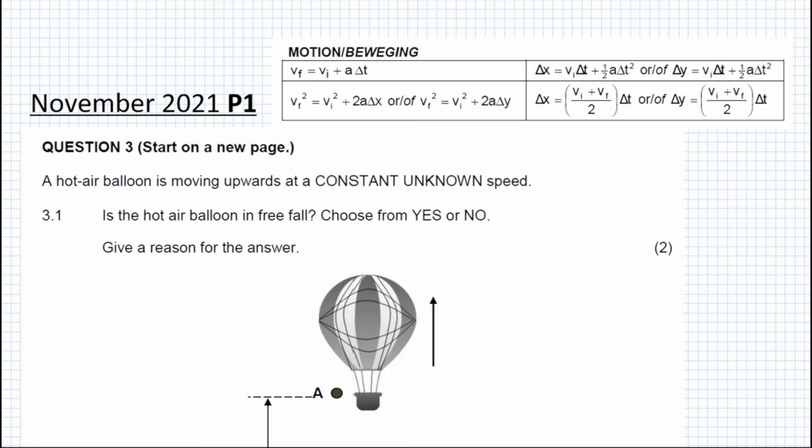In this video, we will be looking at question number 3 of the November 2021 Physical Science Paper 1 exam. This question deals with vertical projectile motion. Specifically here, however, we have a hot air balloon.